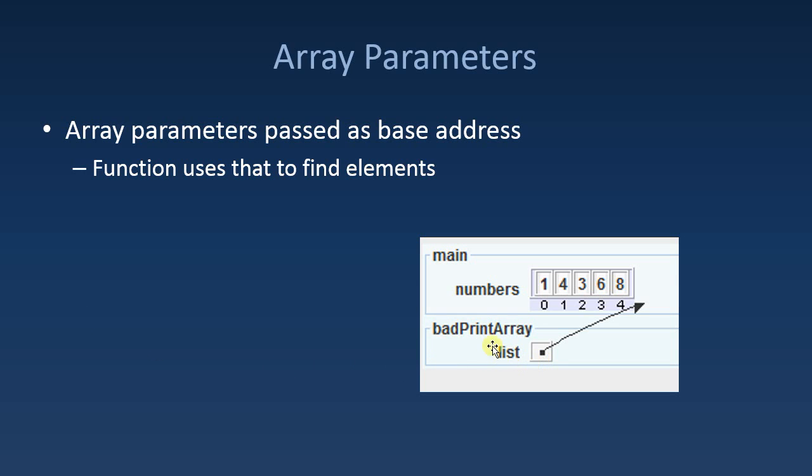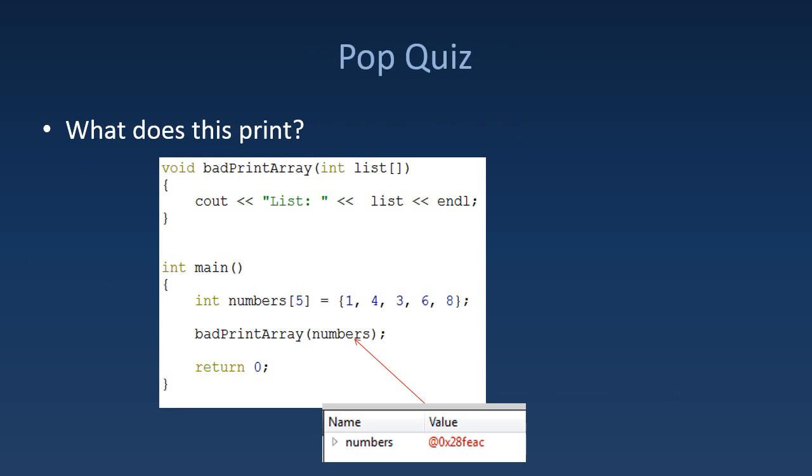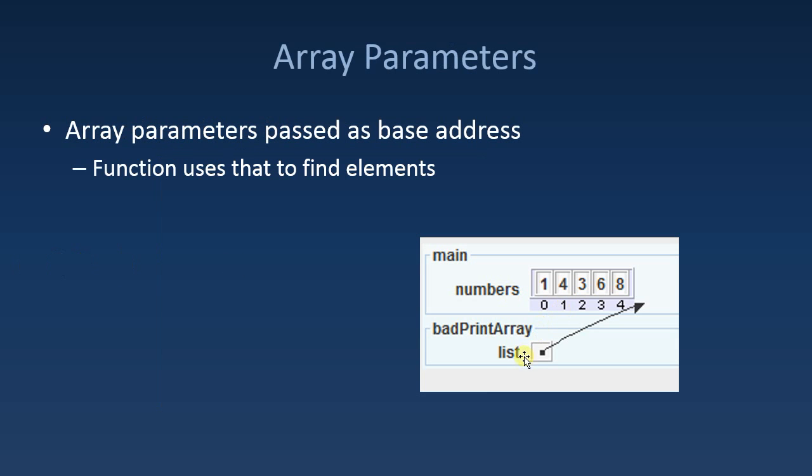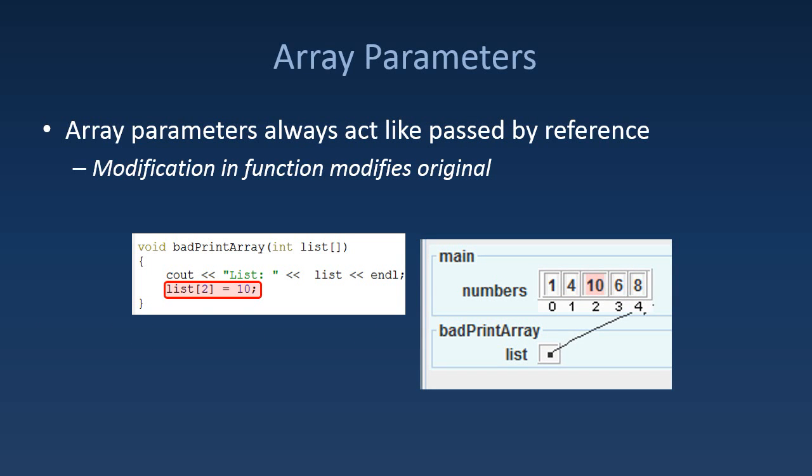When I call this bad print array function and give it numbers, the parameter called list ends up getting the memory address of numbers, and so list is essentially just a shortcut, a link back to that same chunk of memory, that same array. And anything that I do to list is actually going to happen to numbers. Right? So if I modify this array inside the function, I'm actually going to mess up the original list of stuff.